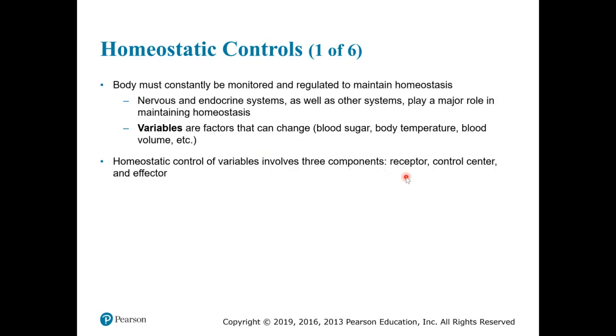And so the receptor detects the temperature, sends that information to compare. The control center compares it to the set point, what the thermostat is set for. And then it sends out a message to the effector, which controls the variable. In the case of the thermostat, when the temperature gets above the set point, it turns on the air conditioner.